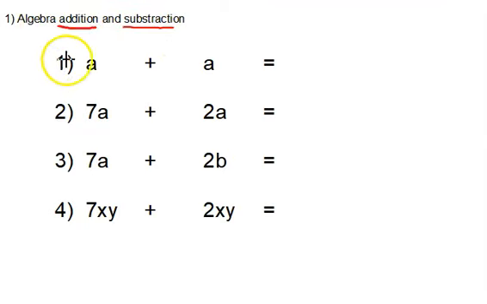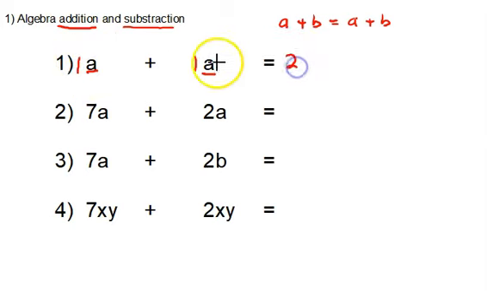In this case, we have algebra where the terms must be the same. If you have a plus b, you will have the same answer, a plus b, because you cannot add these together. For example, if you don't have any number over here, it means it's 1. So 1 plus 1 gives you 2, and then we just follow the alphabet, which is a.